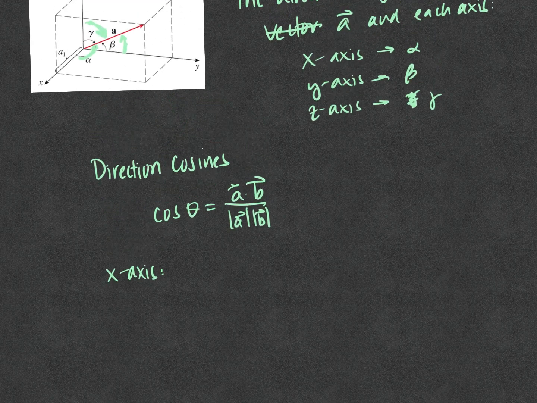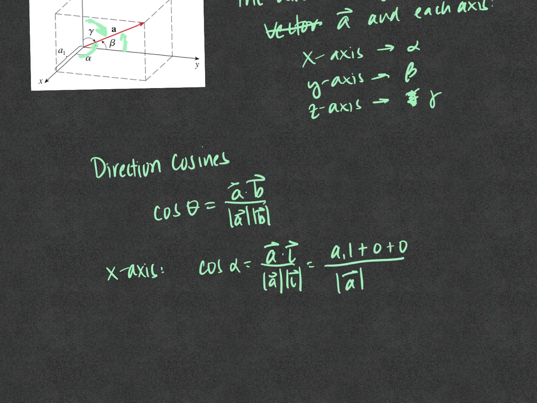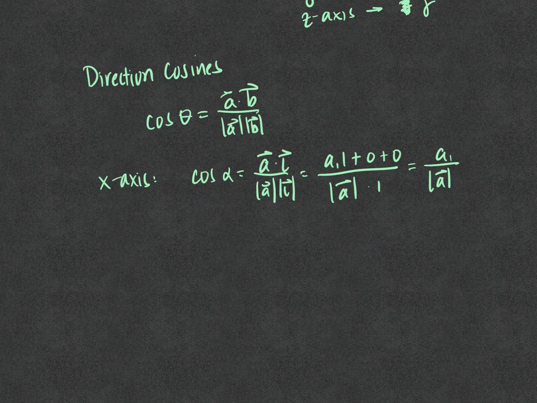So let's go ahead and split it and say cosine of alpha equals A dot I over the length of A times the length of I. Now remember, A dot I gives us A1 times 1 plus 0 for x, y plus 0 for z. And then here we have the length of A. And since I is 1, 0, 0, the length of I is just 1. So what we end up with is A1 over the length of A. Now you're not going to write all that every time. We're going to go ahead and cut that down to say that cosine of alpha equals A1 over the length of A.